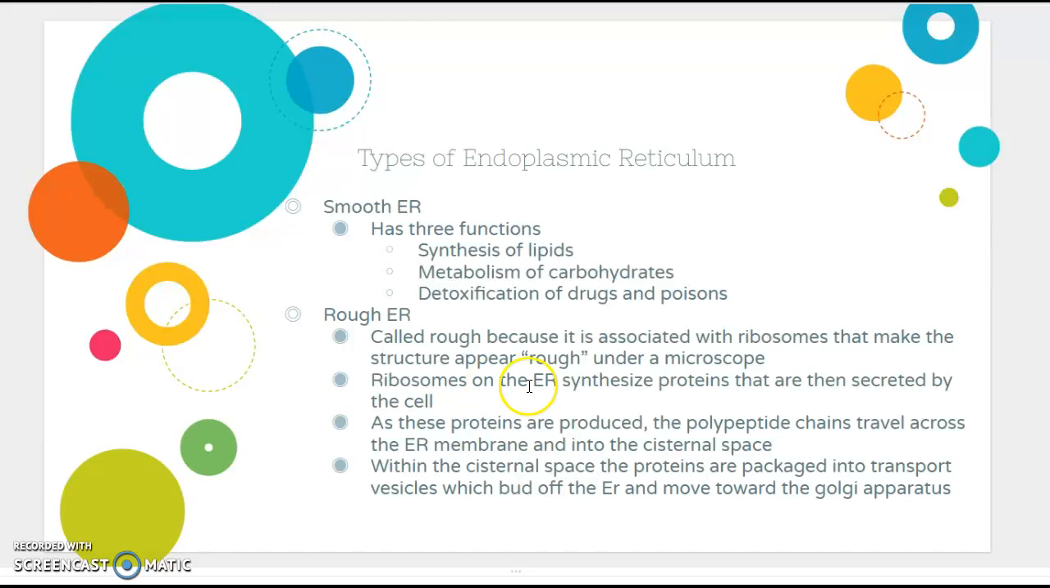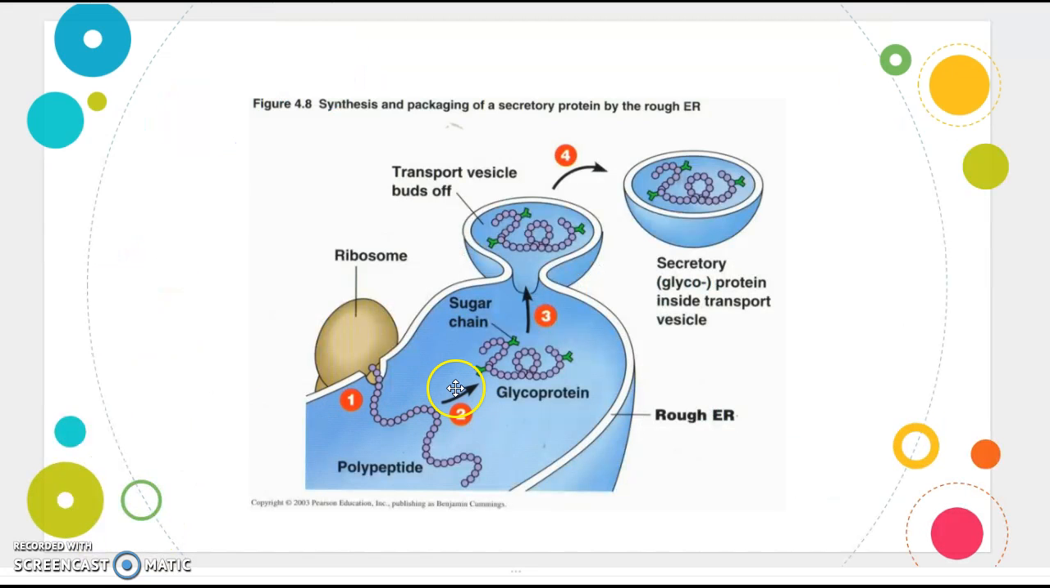The ribosomes on the ER synthesize or create proteins, and those proteins are then secreted by the cell. As those proteins are produced, the polypeptide chains travel across the endoplasmic reticulum membrane and into the cisternal space. And within the cisternal space, those proteins are then packaged into transport vesicles, which bud off the ER and move towards the Golgi apparatus. So that was kind of confusing.